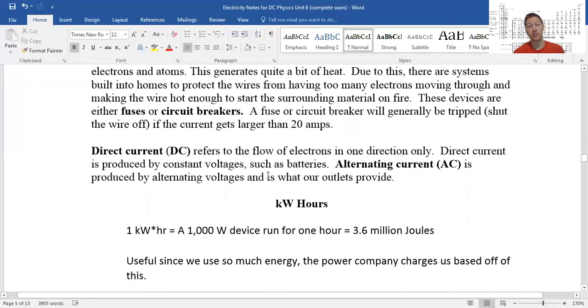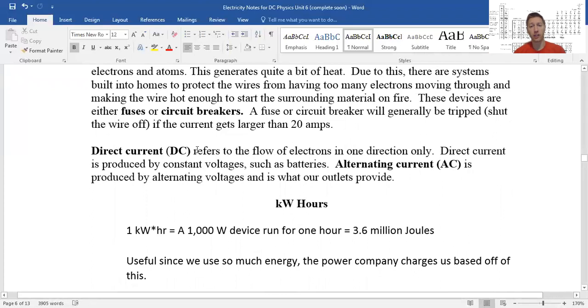Two different types of current. There's direct current and alternating current. Direct current is when electrons go one direction. This is pretty much batteries. And most devices run on direct current too, and they have diodes that actually make the electrons turn to one direction. More on that later.